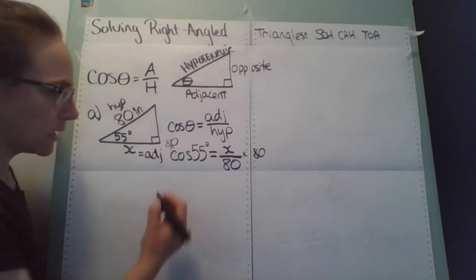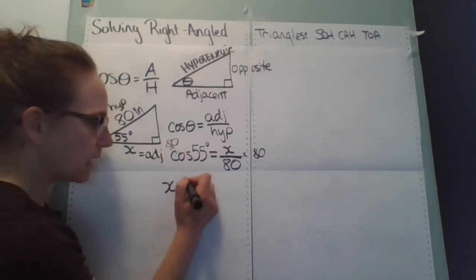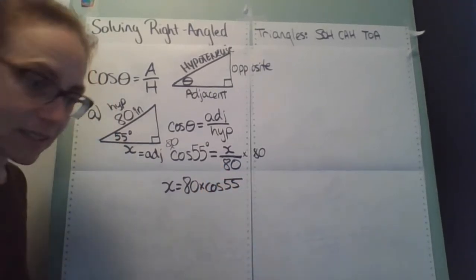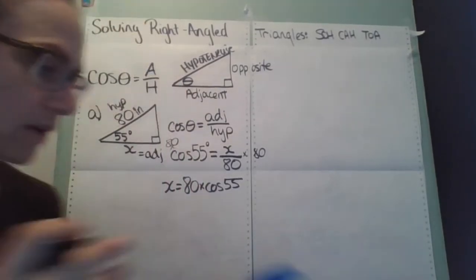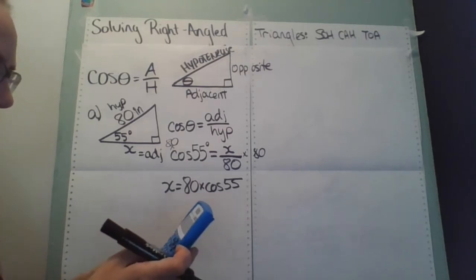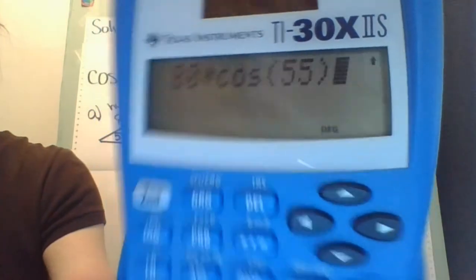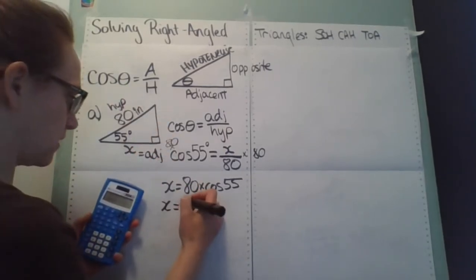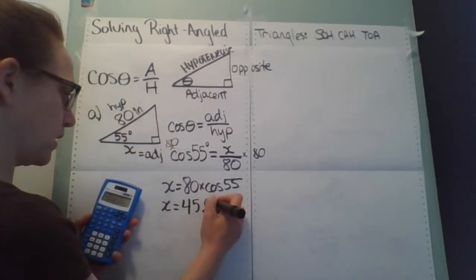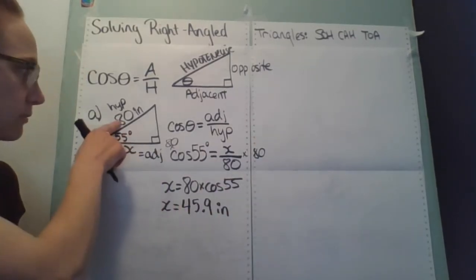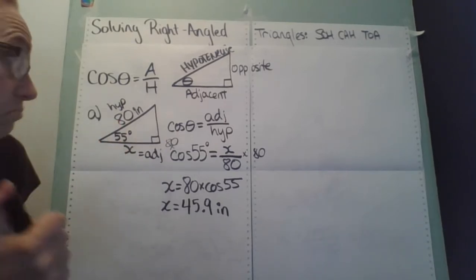So when I go to type things in my calculator, I'm going to type in 80 times cosine 55. I'm going to type it all in exactly like that. You don't have to do anything crazier than that. So let's see, 80 times cos 55. Okay, hit your equals. And I have an adjacent side of 45.9, what did I say? Inches. Self-check. Is it smaller? Yes, it is. We did it right. Good.